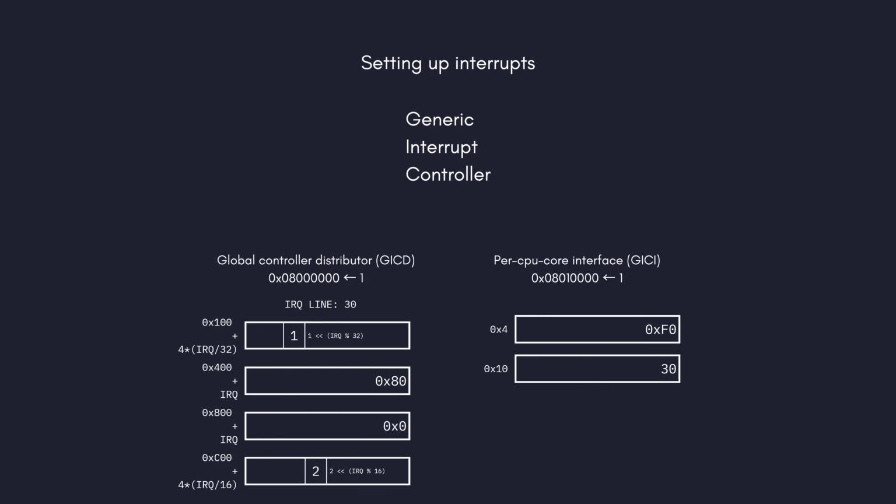need to acknowledge that that interrupt was received by writing the number of the IRQ line that we've just processed to offset 0x10 of the interface. That way we will indicate that our interrupt was handled and we are open to receiving more. But before we get to that point, of course, we need to actually configure the timer.